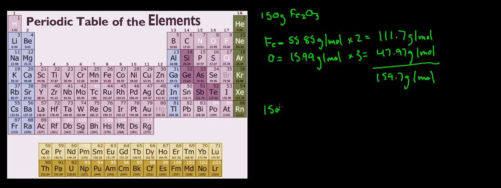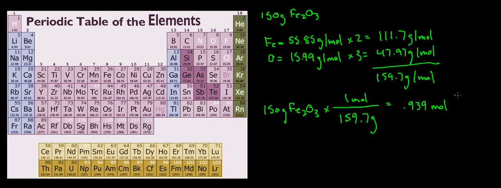I have 150 grams iron 3 oxide. It takes 159.7 grams to be equal to 1 mole. Now it's just a division problem, and this is equal to 0.939 moles iron 3 oxide.